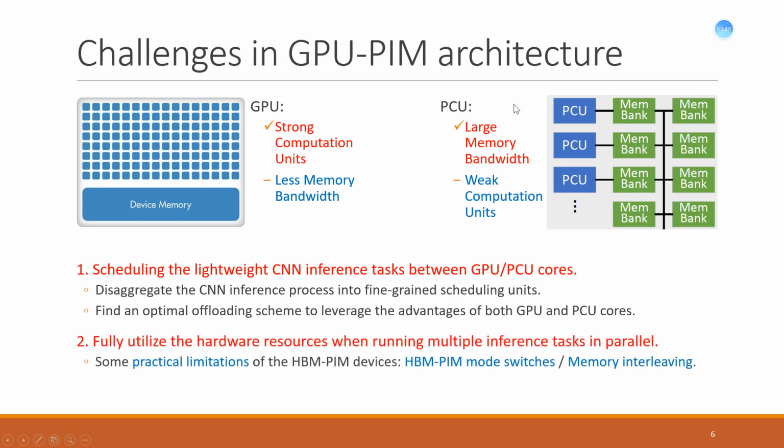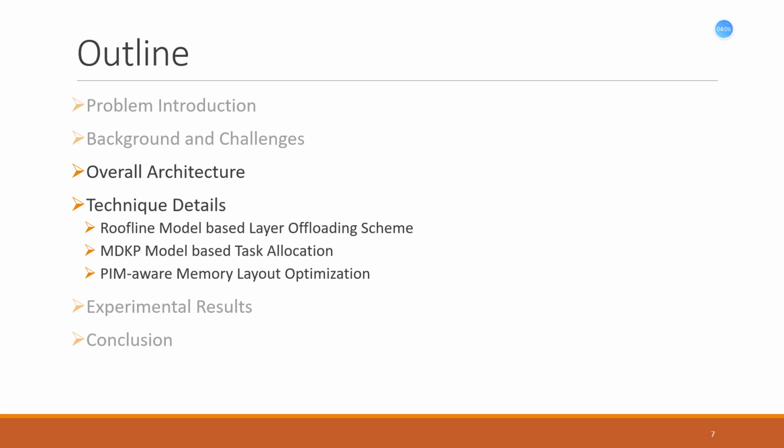Second, when multiple CNN inference tasks are running in parallel, we need to make full use of GPU and PIM resources while considering some practical limitations of PIM, such as the mode switches between the memory mode and the compute mode, and the memory address interleaving. Next, I will introduce the overall architecture of our solution and some technical details to address those challenges.